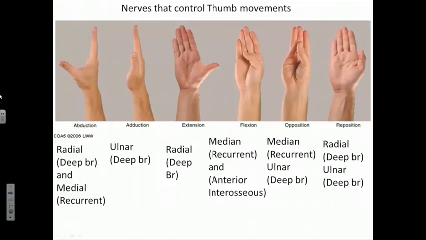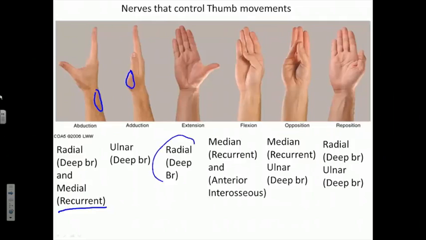And then, what's controlling thumb movements? So, abduction is controlled by two different nerves. The long abductor was a muscle that was found in the extensor forearm. That's controlled by the deep branch of the radial nerve. But the short abductor that was in the thenar eminence is controlled by the recurrent branch of the median nerve.